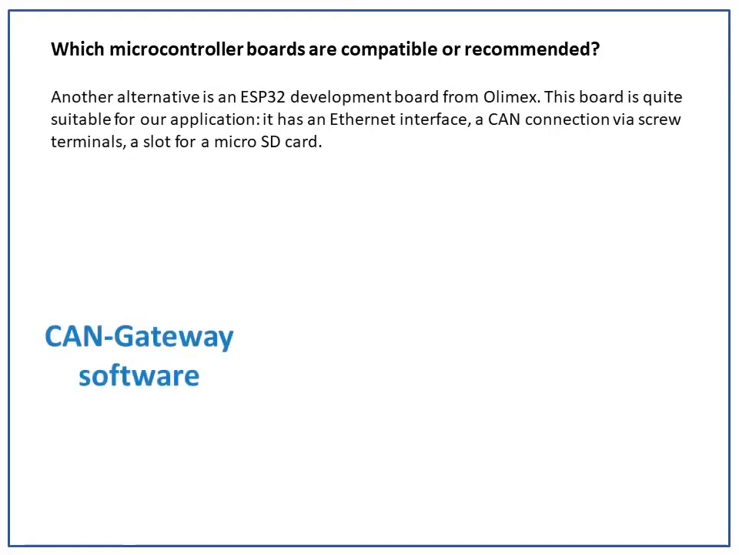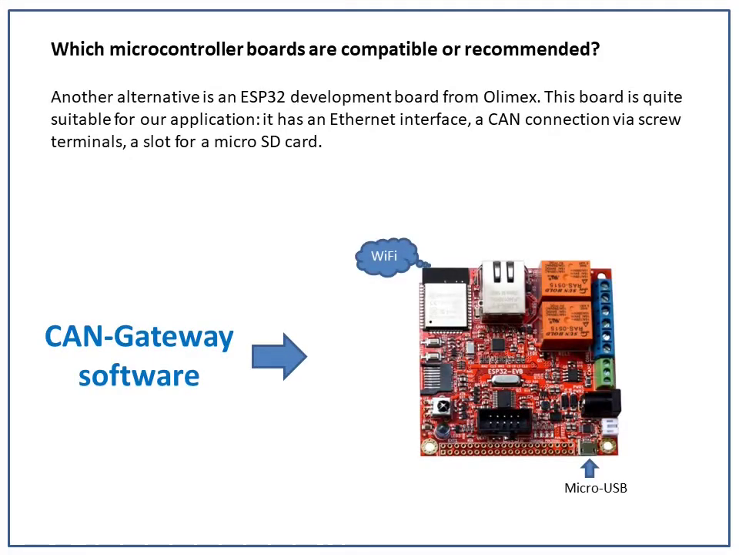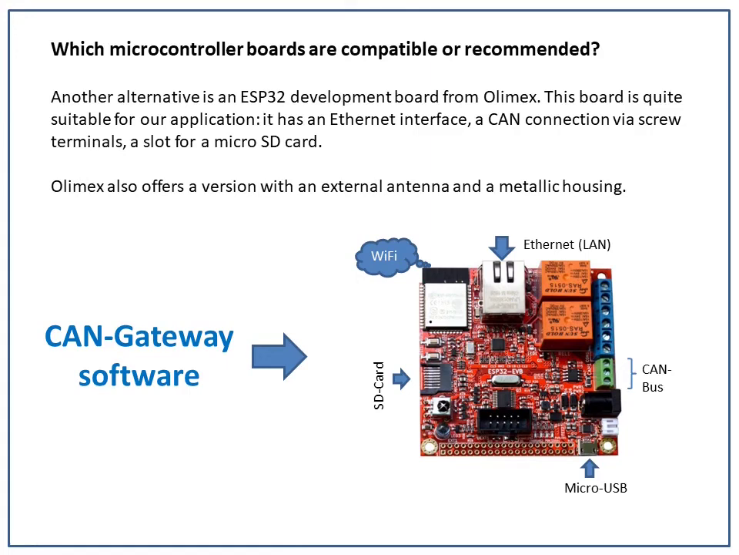Another alternative is an ESP32 development board from Olimex. This board is quite suitable for our application. It has an Ethernet interface, a CAN connection via screw terminals, and a slot for a micro SD card. Olimex also offers a version with an external antenna and a metallic housing.